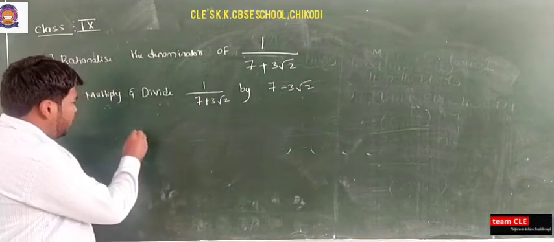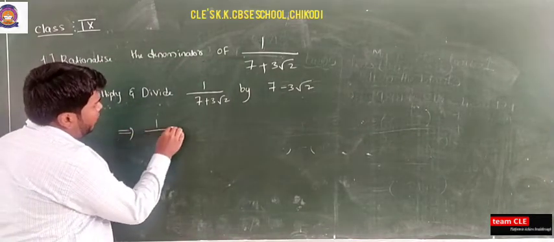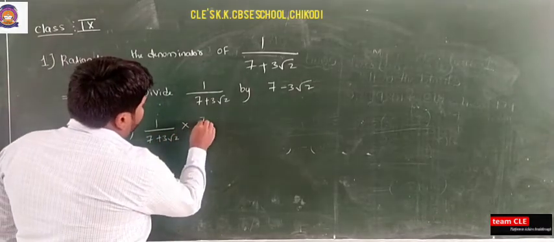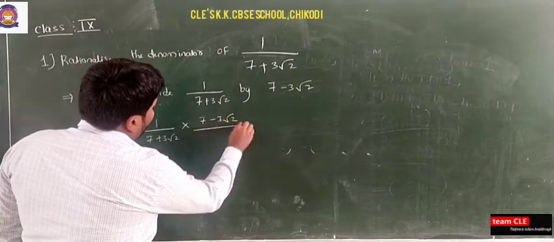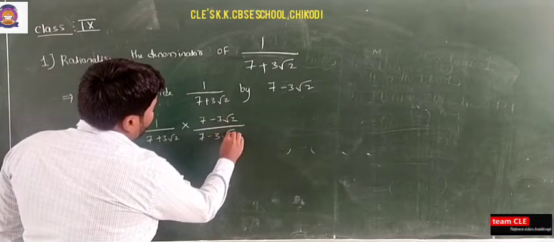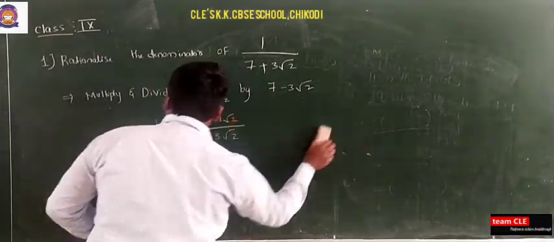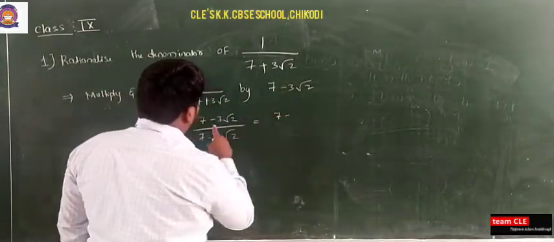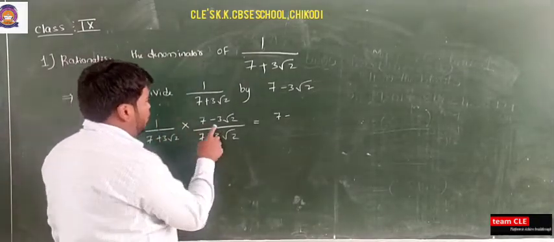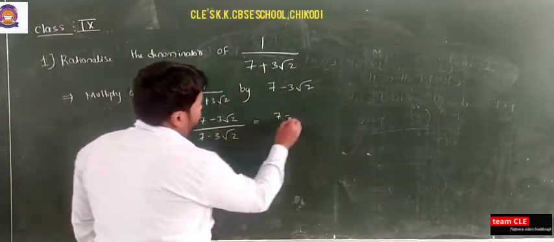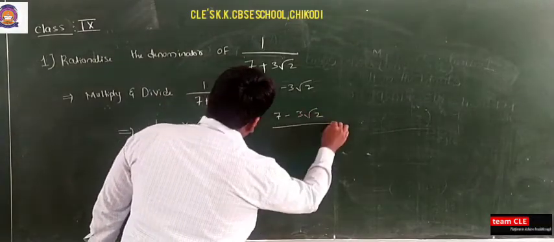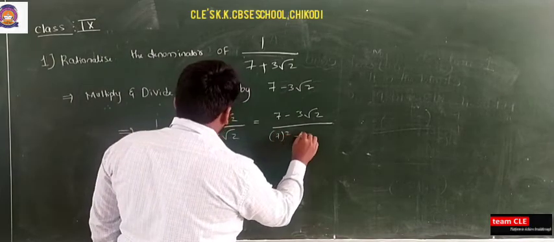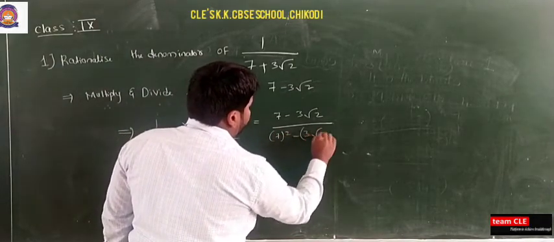Now multiply 1 divided by 7 plus 3 root 2 into 7 minus 3 root 2 whole divided by 7 minus 3 root 2. Next, multiply numerator with numerator and denominator with denominator. So 7 minus 3 root 2 into 1 gives 7 minus 3 root 2. In the denominator you get 7 square minus of 3 root 2 whole square.